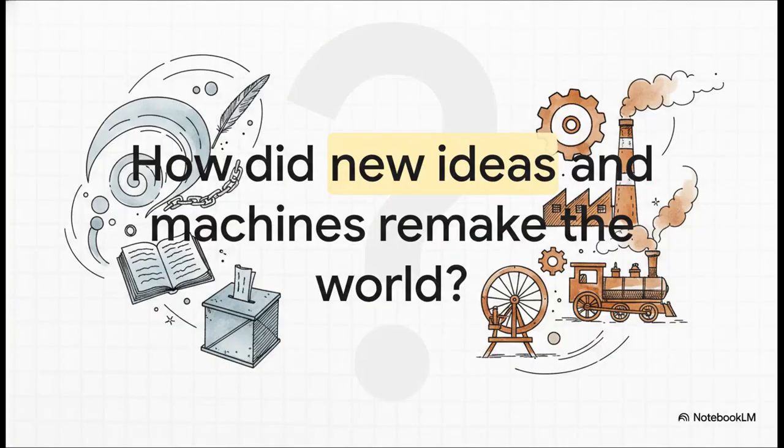Really, this entire unit comes down to one big question. It's the story of two giant revolutions that were totally tangled up with each other, happening all at once. One revolution was happening in people's minds, about rights, about who gets to be in charge. And the other, it was a revolution in how we made, well, pretty much everything.